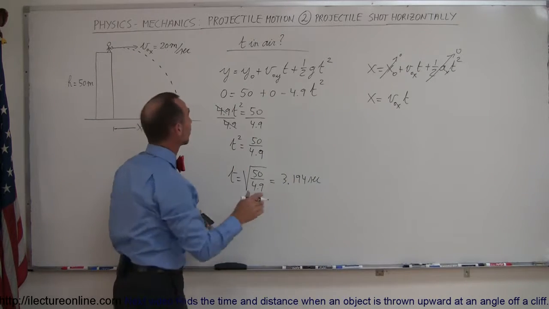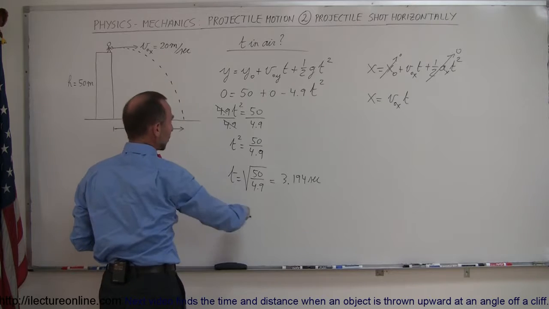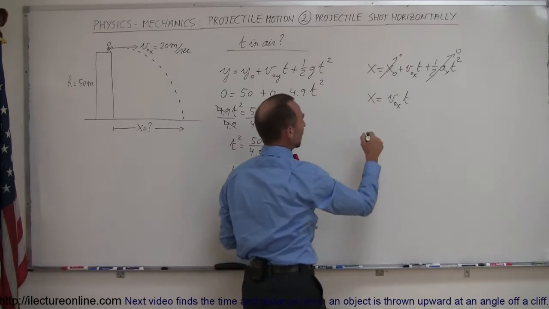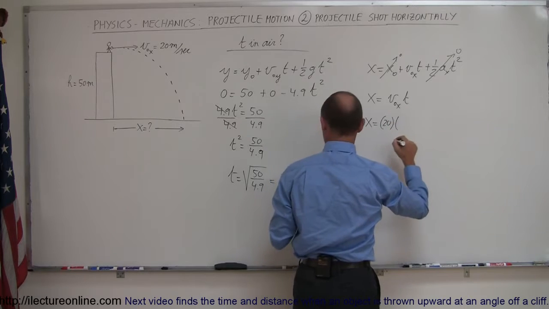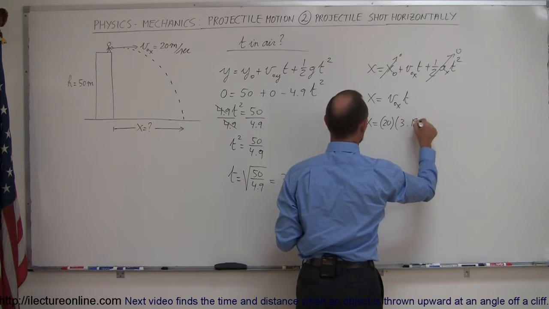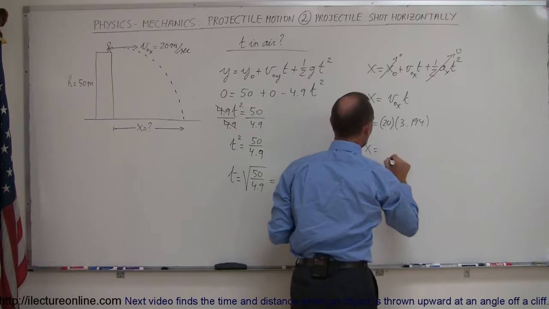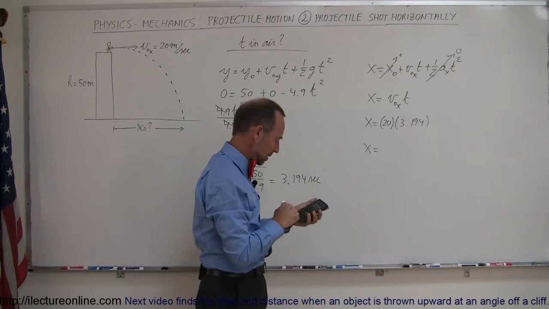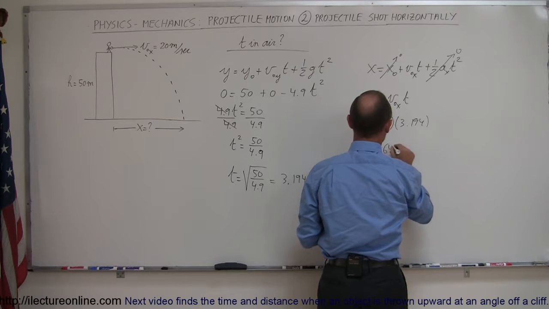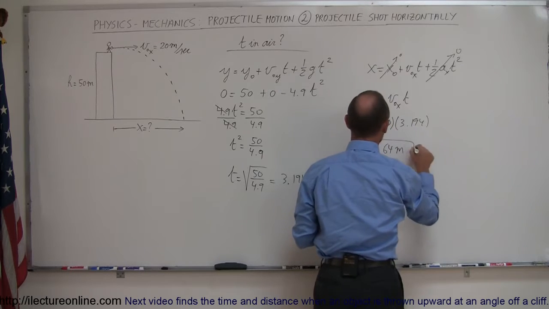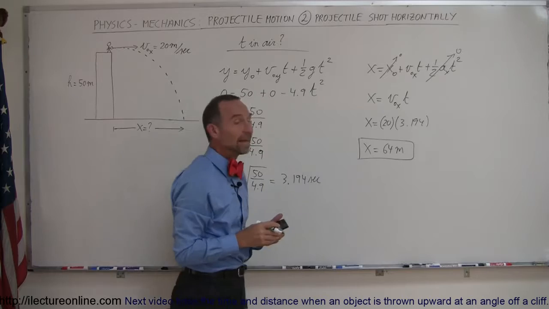So all we need to know is the original velocity in the x direction, the time which we calculated here, and we can figure out the distance. X is equal to 20 meters per second times 3.194 seconds. And so x in meters will be 63.9 meters, or 64 meters, rounded off to 2 significant figures. And so that's the answer for that.